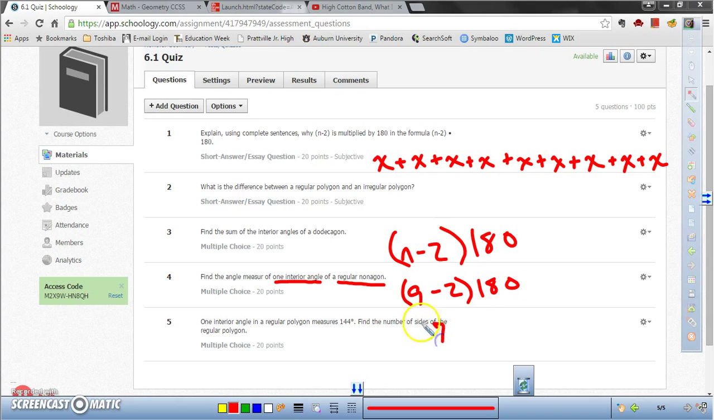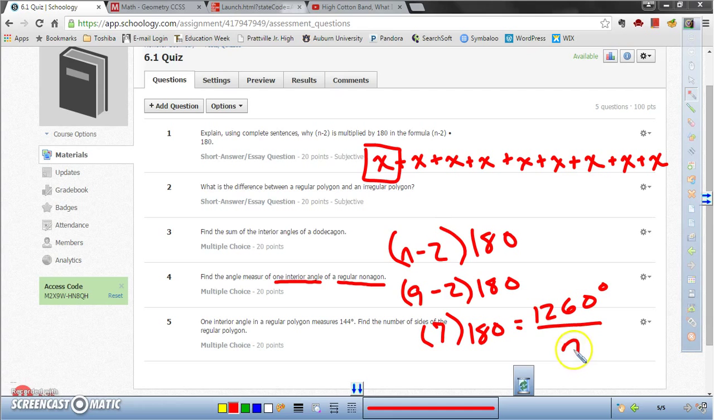And this is going to be 7 times 180 degrees, which would be, hold on, 1,260 degrees. Okay, this is the sum of all of the angles. And all of them are the same. So if I only want to know what one of them is, since they're all the same, I can take the total and divide it by how many of them there are.